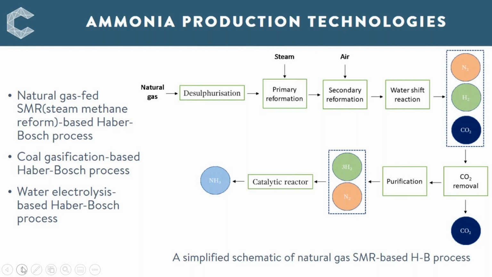There are 3 well-established technical routes for ammonia production. They are natural gas SMR, coal gasification, and the water electrolysis-based Haber-Bosch process. Electrolysis provides a technical route for green ammonia production if renewable energy is available to power the production process. Blue ammonia can be produced by combining a fossil fuel-based process with a carbon capture device. Next, please.